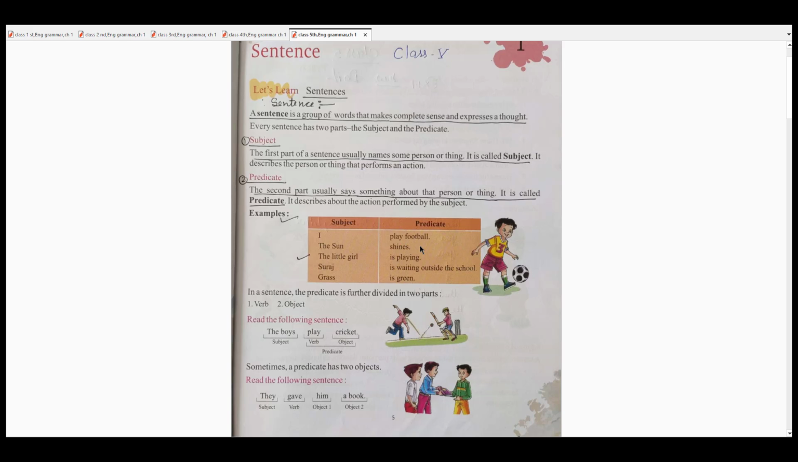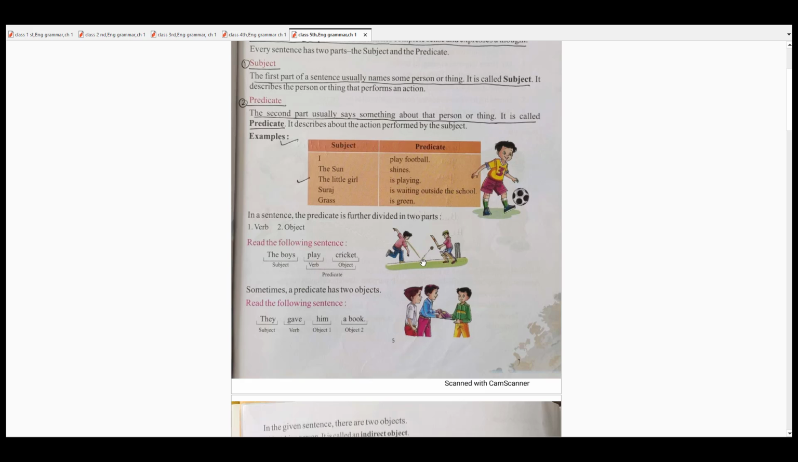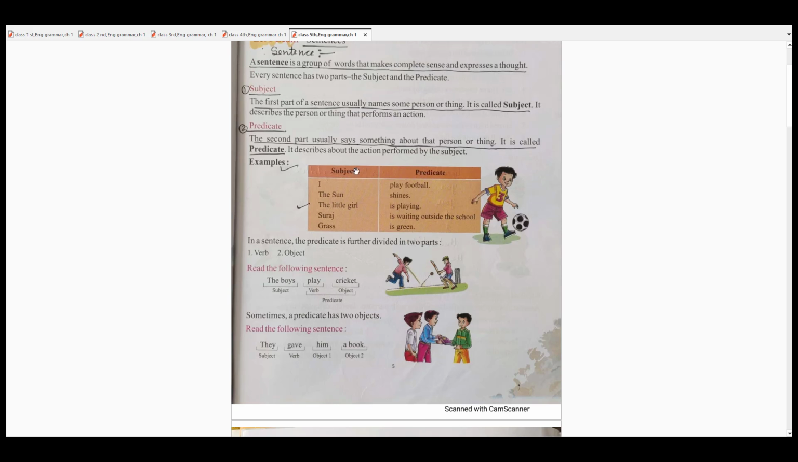So every time when you need to check what is subject and predicate, you have to ask yourself two questions. The first one is who and second one is what. Who and what, and you will always know what is subject and what is predicate. In a sentence, the predicate is further divided into two parts, which are verb and object.